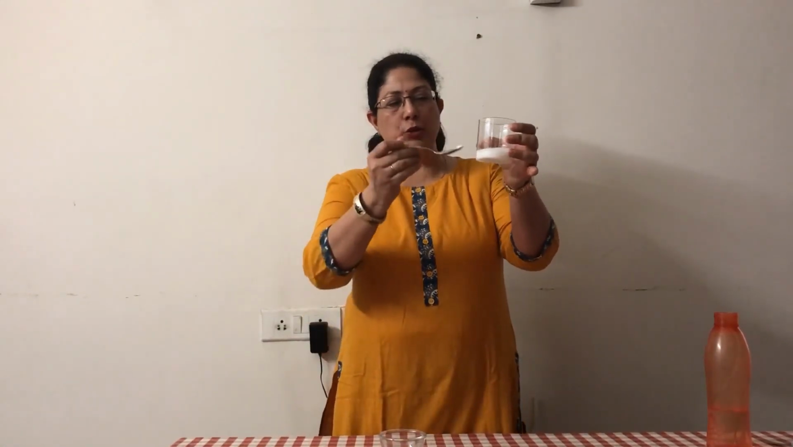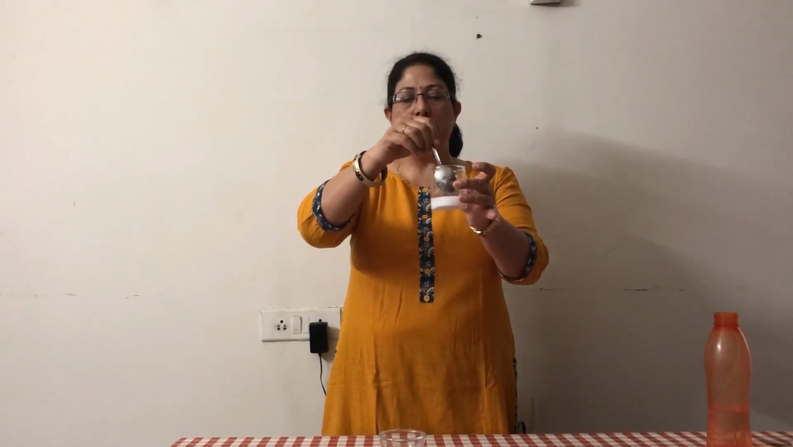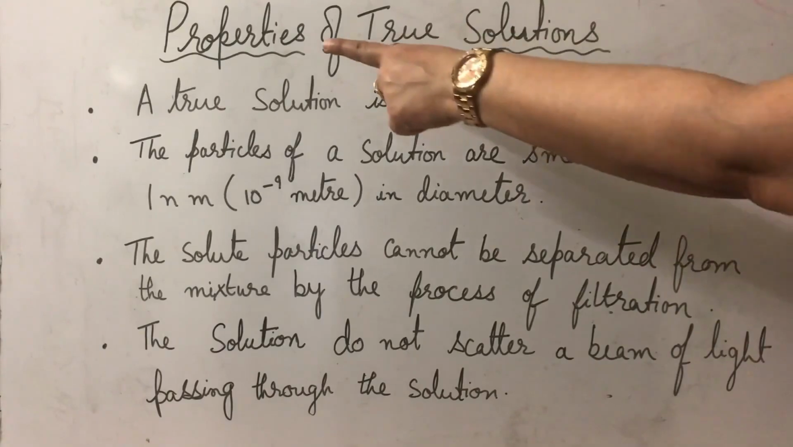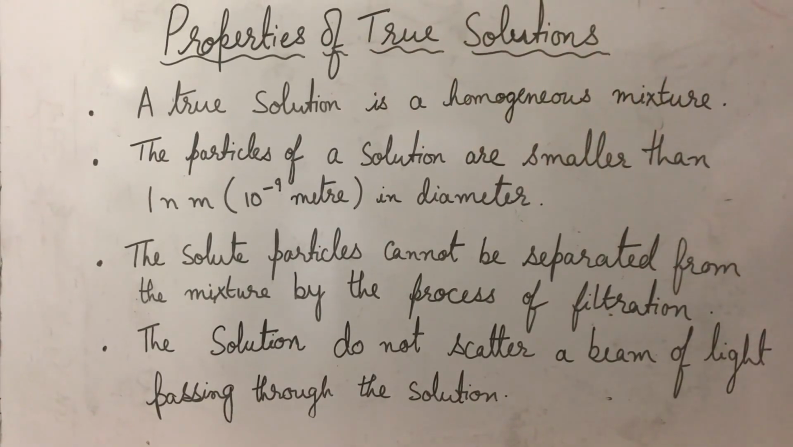Now students, as you can see, the salt is not being dissolved in the solvent and a saturated solution is being formed. So a solution which contains the maximum amount of solute dissolved in a given quantity of the solvent at a given temperature, and which cannot dissolve any more solute in the solvent, is known as a saturated solution. Now students, a quick recap on the properties of true solution.